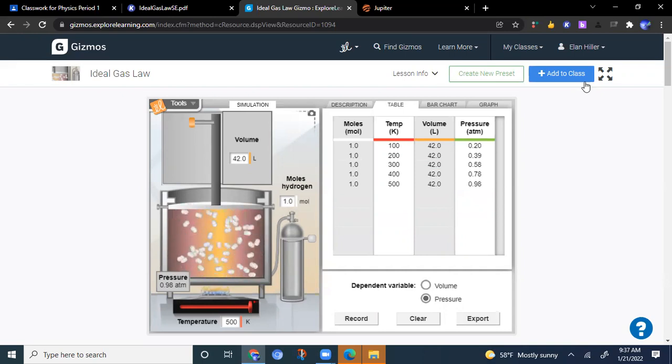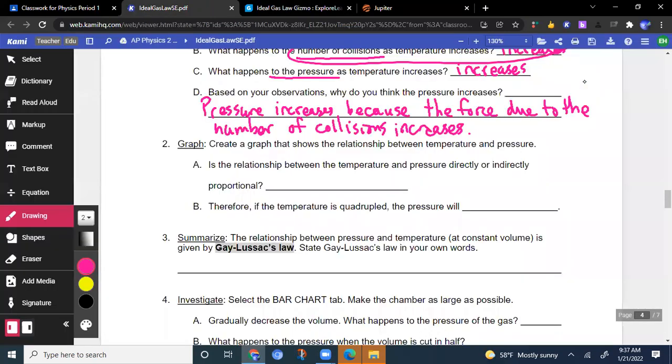What does that tell us is going on here? Is temperature directly or indirectly proportional to pressure? Yeah, directly proportional. Therefore, if the temperature is quadrupled, what will happen to the pressure? It will quadruple as well.